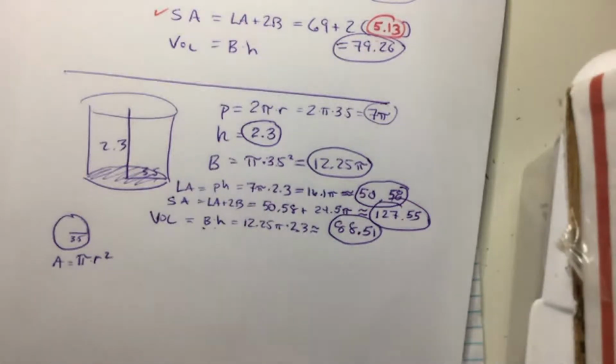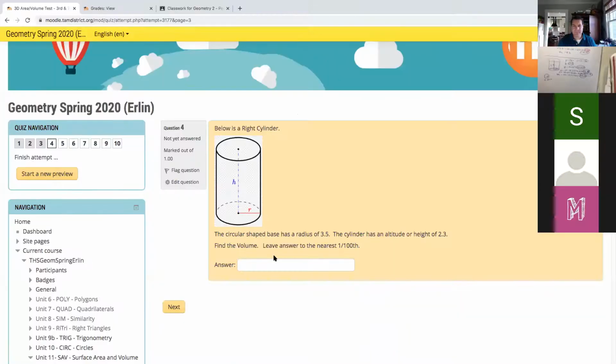And if you feel like this is going too fast for you and you want to take a screen capture of this, again, I'm recording it and I'll make it available. But if you want to take a screen capture of this for later use, that's fine. Go back to my quiz so that I can enter that score in. It was 88.51. Volume. Yep, volume.